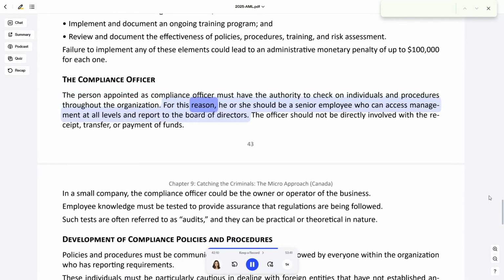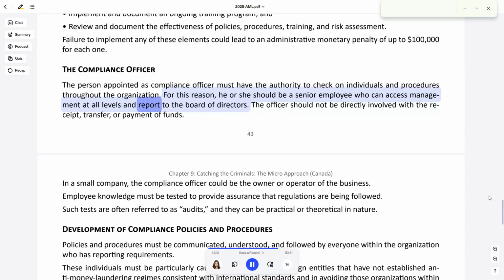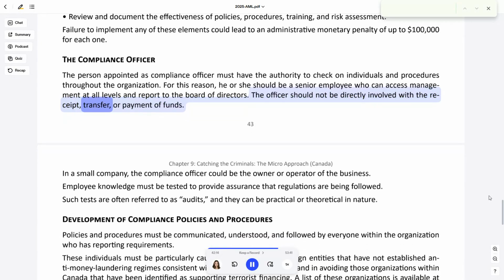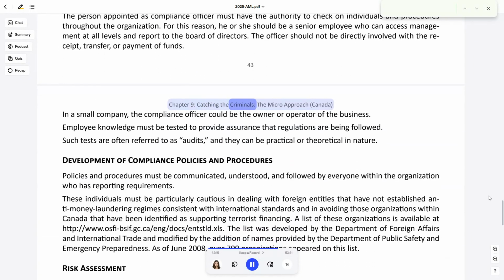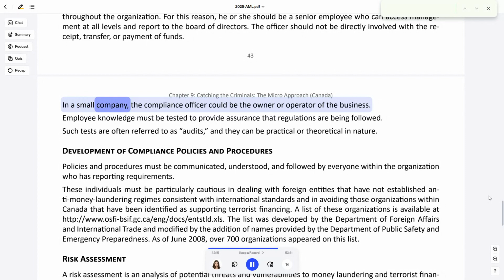For this reason, he or she should be a senior employee who can access management at all levels and report to the board of directors. The officer should not be directly involved with the receipt, transfer, or payment of funds. Chapter 9. Catching the Criminals. The Micro Approach. Canada. In a small company, the compliance officer could be the owner or operator of the business.